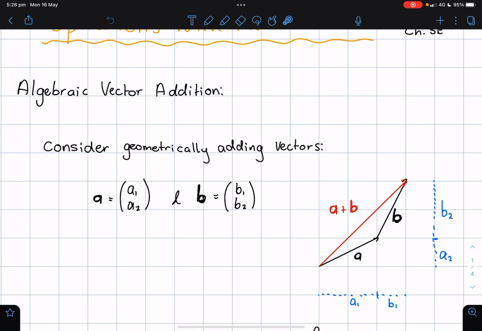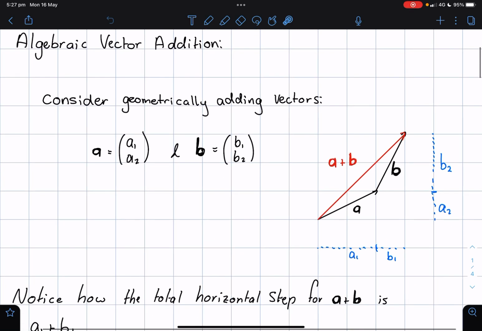Now, if we are individually looking at just the horizontal translation of both vectors, the whole horizontal translation of A to B is 3 units across, with 2 units of A1 and 1 unit of B1. Same thing with the vertical translation, from the tail of A to the tip of B, we're going up A2 for the A vector and then up 2 units for the B vector. Now, the total horizontal translation is A1 plus B1, and the total vertical translation is A2 plus B2.